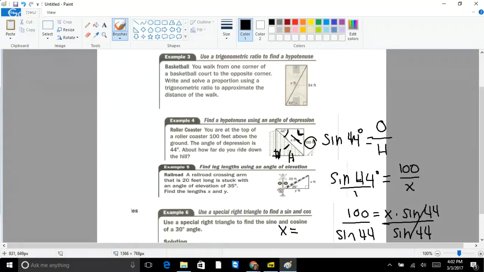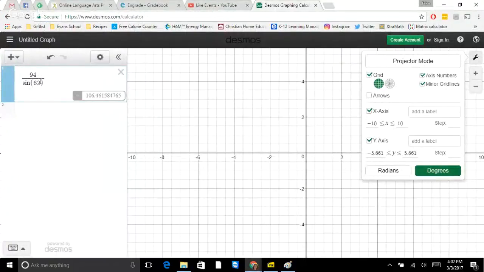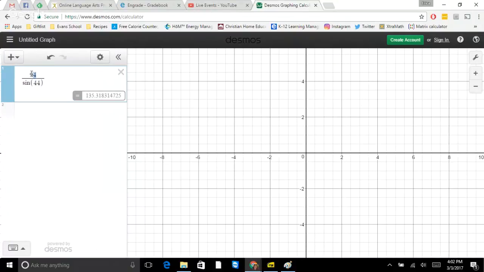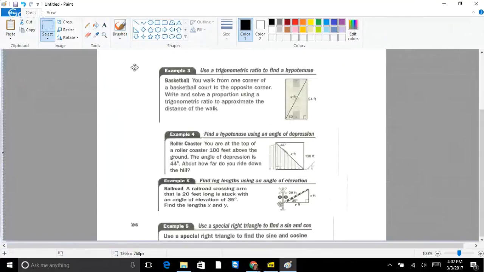And let's switch over to graphing 100 divided by the sine of 44. Okay, so we get 143.95. So basically 144 feet. So x equals 144 feet. And that seems about right? We've got 100 feet tall that you're at the top of the roller coaster, so the whole length of the side will be 144 feet. All right, on to the next example. Maybe we'll use cosine this time, right?